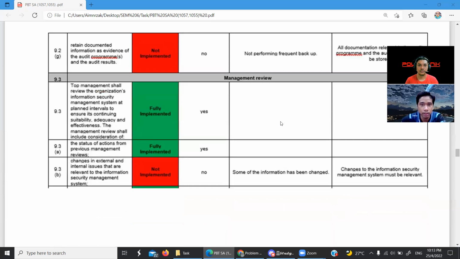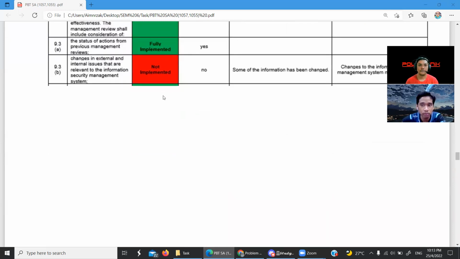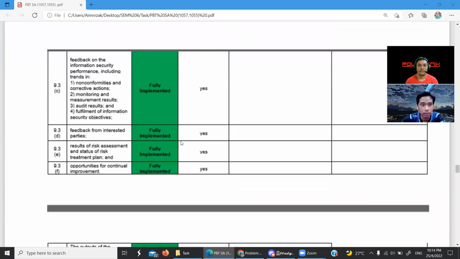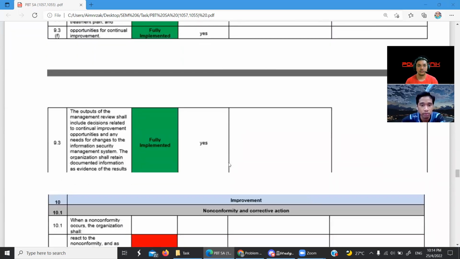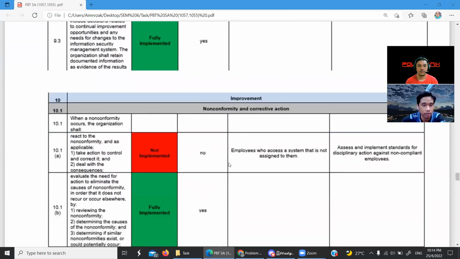So 9.3 is management review, which is has two fully implemented for A, and for B is not implemented. And starting from C to F is all has a fully implemented and has a recorded. And for the last one, yes, it also has.